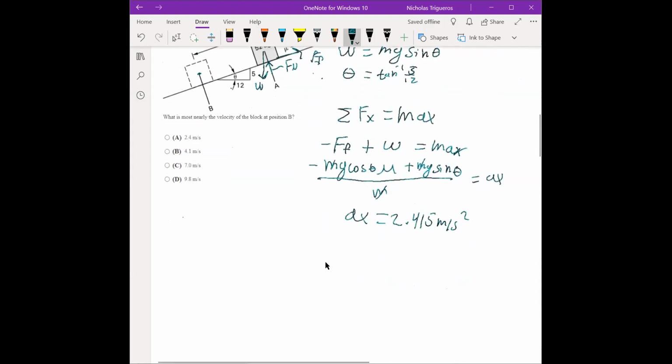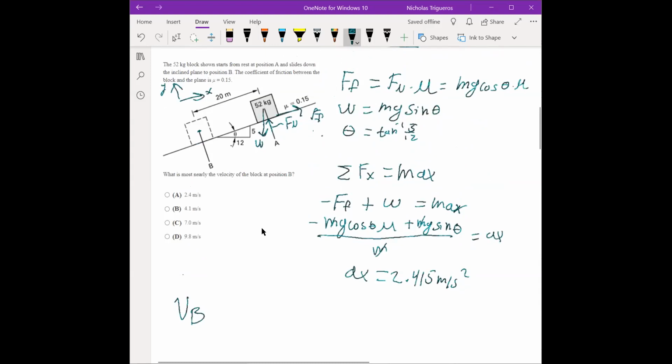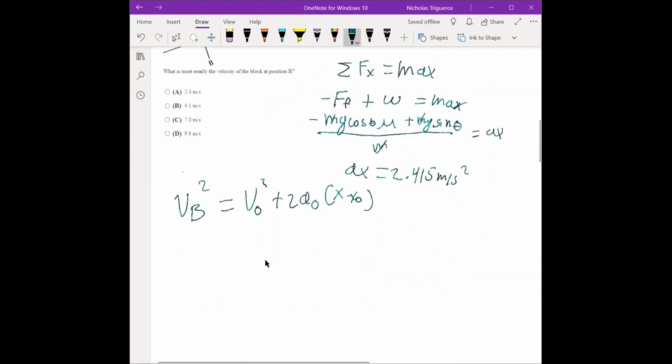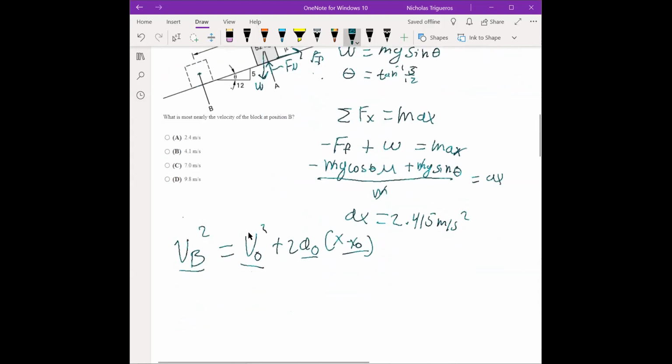We can get the velocity at position B via this equation. Well, yeah, it's going to be squared, but it's going to be V initial squared plus 2 times that constant acceleration times the distance that is traveled. We know this distance, we know this acceleration, we know this velocity, so we can get our velocity at B, which is the final position. Okay.